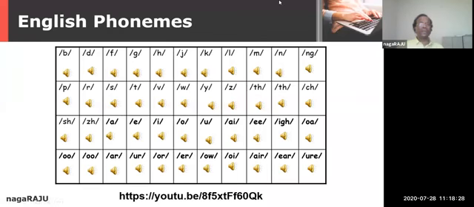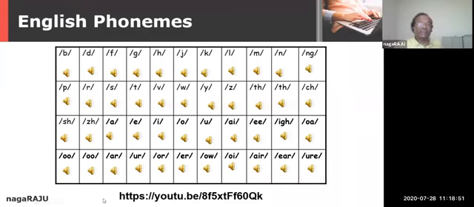So what will they do? For instance, I don't know how this sound is pronounced. I can click this. Okay. So I can listen to that and then I can identify whether my own way of pronouncing is right or wrong.